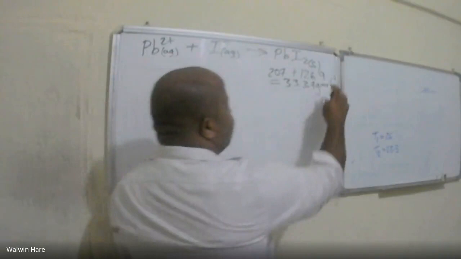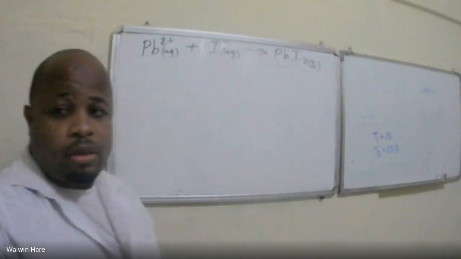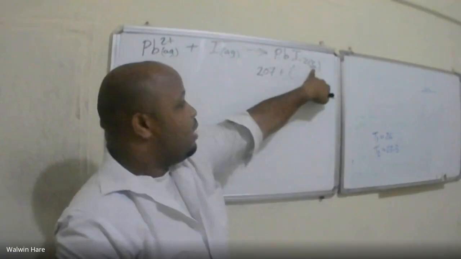Sir, you know, times by 2, the 126.9. Yes. So it will be 207. Sir, can I see the numbers at the top? It's PbI2, and this right here is the state symbol. It's solid. S for solid.